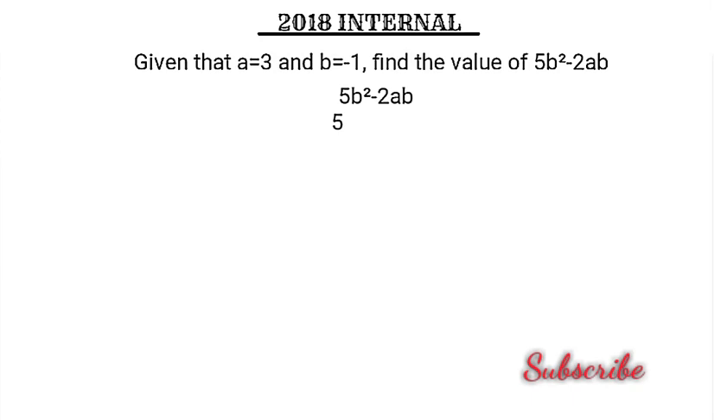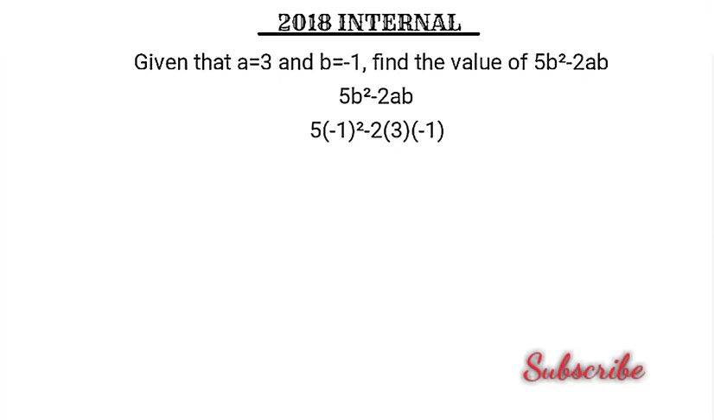Then once I write 5, then I'm going to find what is the value of 2, that is -1, which is I'm going to multiply 5 multiplied by -1 raised to the power 2, then minus 2. Then what's the value of a is 3, so 2 will be multiplied by 3 and then also multiplied by -1. Okay, now once we have done that, then now let's start working them out.